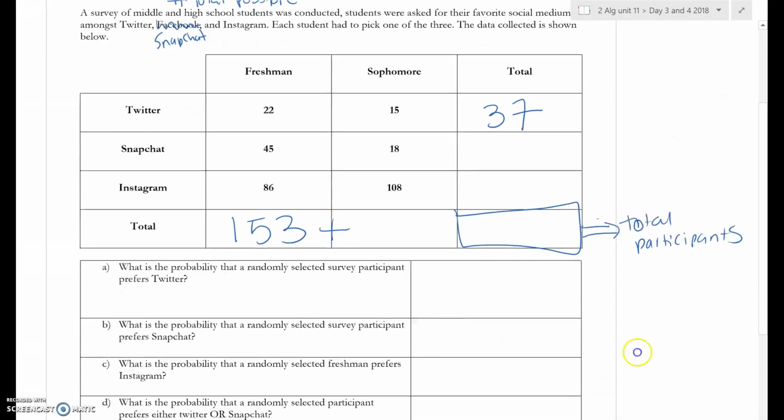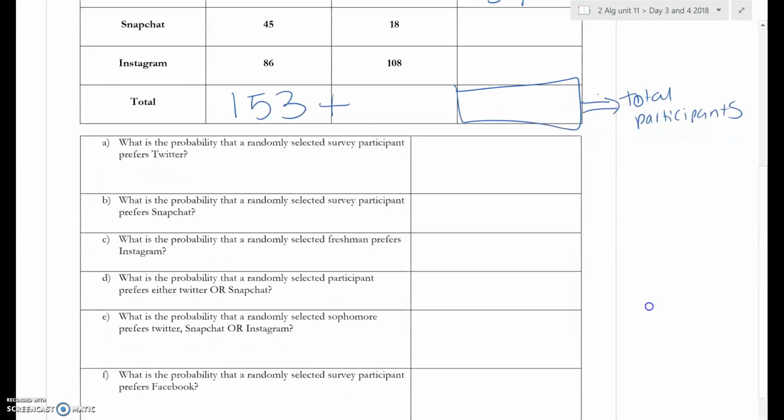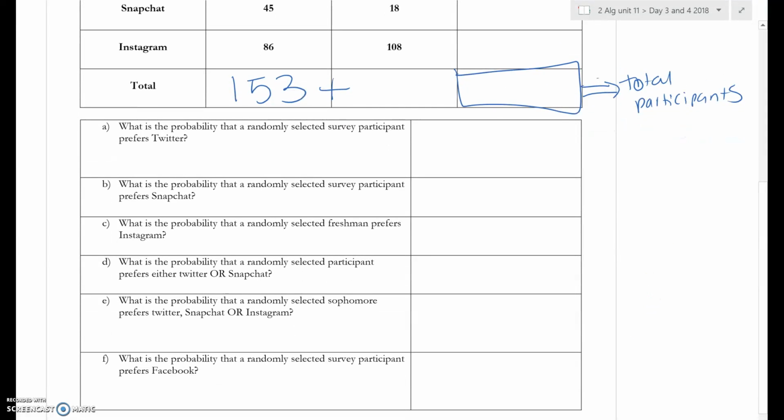So thinking about the questions I'm going to ask you to ponder here, just to introduce this unit today. What is the probability that a randomly selected survey participant prefers Twitter? So in this case, a survey participant, we're thinking about a sample space. That's a fancy word for total possible. That is the total number of survey participants, right? So the total number of people in the survey. Okay, and then the probability that one of them prefers Twitter, well, this will come from the total number of Twitter users.